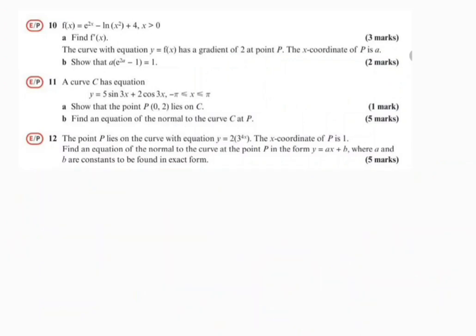And finally, question 12. We have a point P which lies on the curve with this equation. The x coordinate of the point is 1. Find an equation of the normal to the curve at the point P in this form, where a and b are constants to be found in exact form. Again, we can start by differentiating, but before that, let me work out the y coordinate, because they haven't given it to me, and I'm going to need it to work out the equation of the normal.